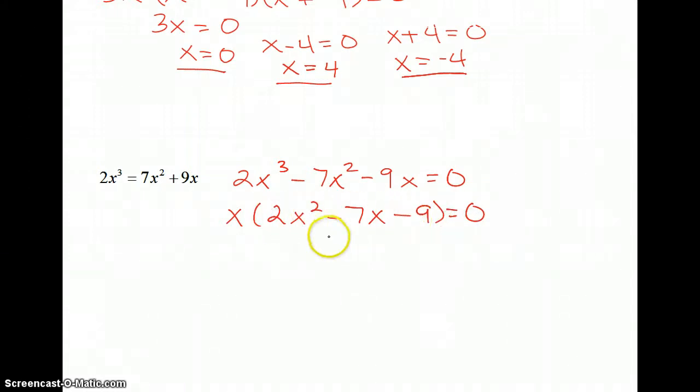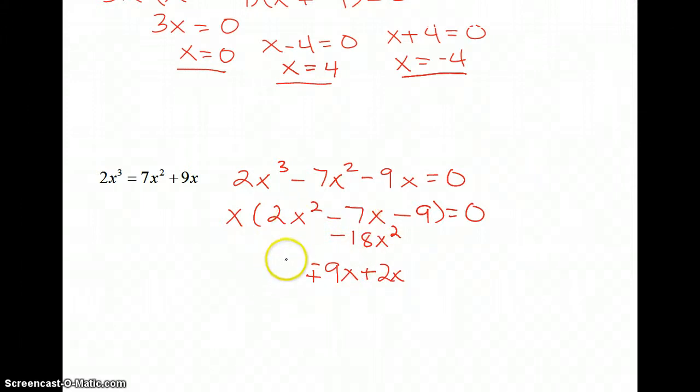So this is a trinomial, so I'm going to try and factor it. So 2x squared times negative 9 is negative 18x squared. And I want factors of negative 18x squared that are going to give me a negative 7. So that would be a 9 and a 2, and I'm going to have x's on there to make a 7x. And it's going to be actually minus 9 and plus 2, because that'll give me the negative 7 in the middle.